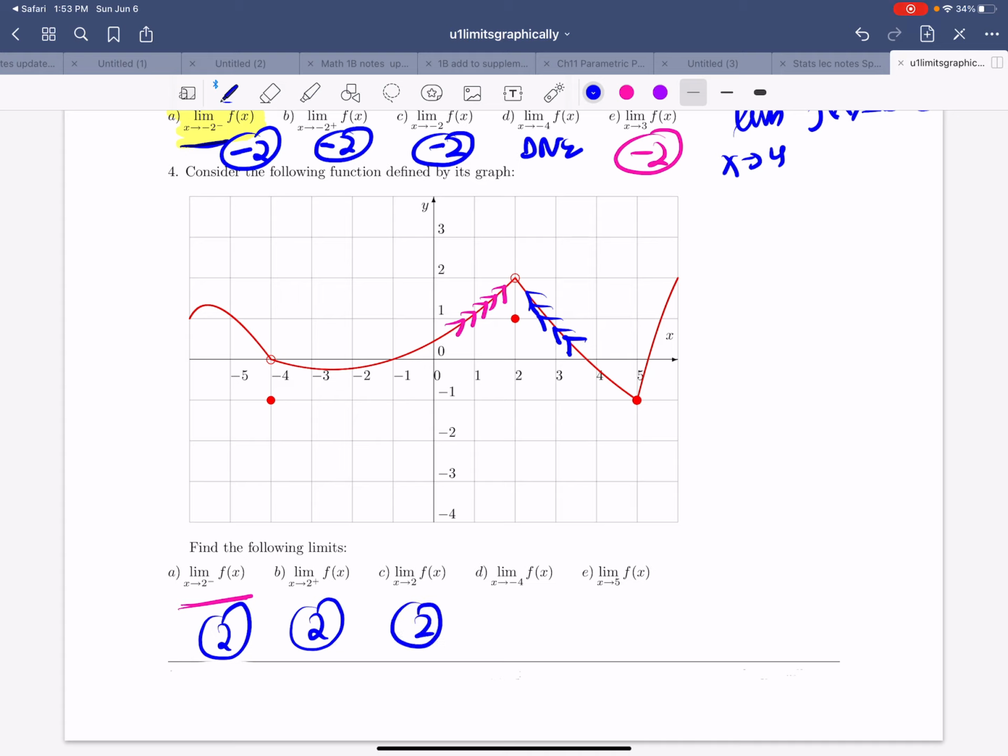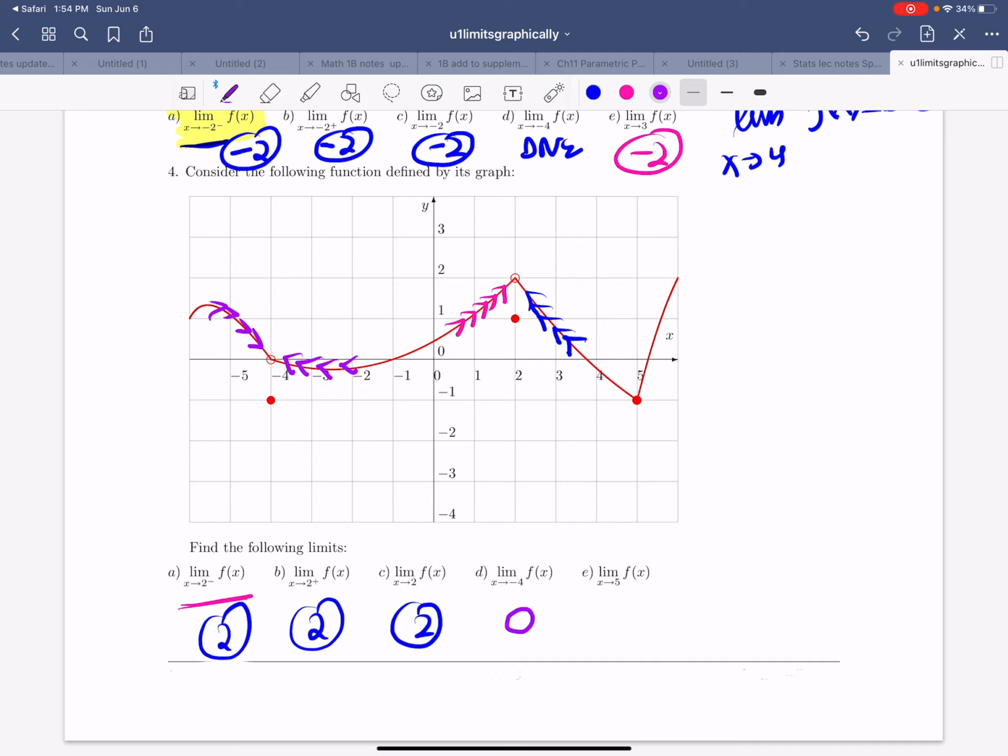Part D, limit as x approaches -4 of f of x. So as x is getting closer and closer to -4, coming from the left-hand side and coming from the right-hand side, what y value are we getting closer and closer to? Are we getting closer and closer to the same y value? If we are, then that is your limit. If you're getting to two different y values coming from the left side and right side, then the limit does not exist. But in this case, as I'm getting closer and closer to -4 from the left side and from the right side, it looks like the y value is getting closer and closer to 0.